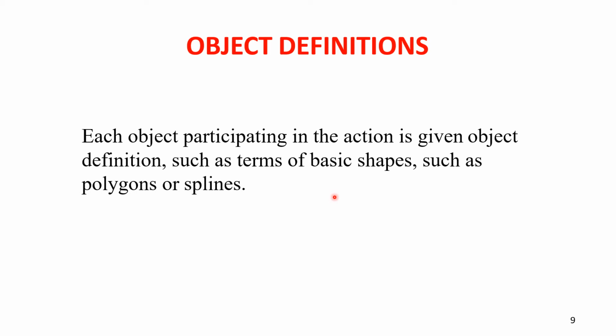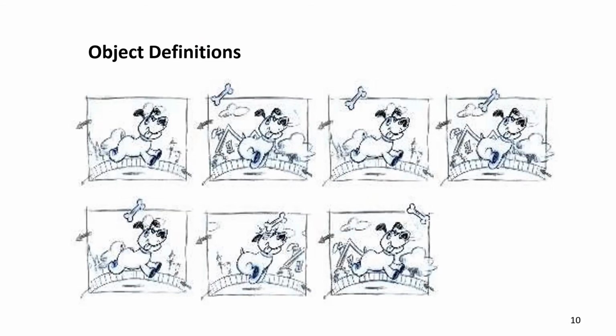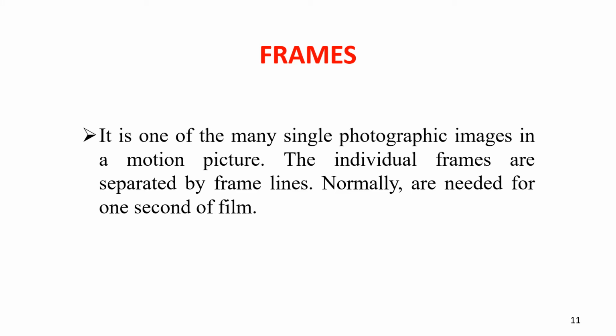Then the object definition is given. Each object participating in the action is given an object definition in terms of basic shapes such as polygons or splines. Whatever objects are placed in the frame can be produced in the picture. Here, in object definition, we can see this is the object. Then come frames.